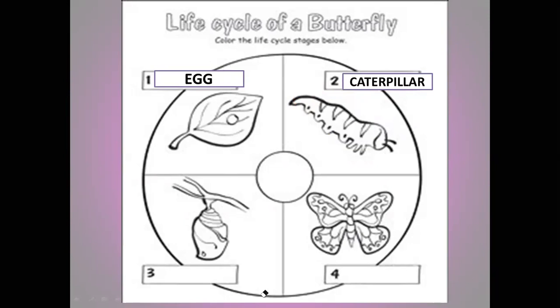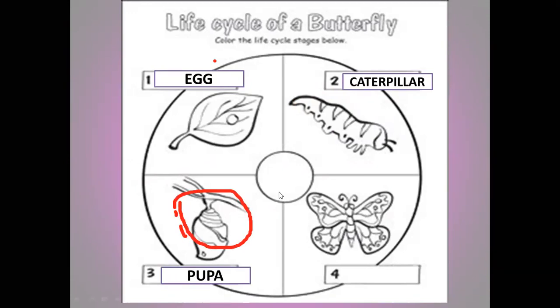Reem, unmute yourself. Reem, what is the third stage? What is the third stage? Pupa. You are right. Very good, Reem. The third stage is pupa. Now mute yourself, okay? Now, Anas. Muhammad Ibrahim. Tell me about the fourth stage. The fourth stage is butterfly. Butterfly, very good. Let's see, it's a butterfly or no? Yeah, you're right. It's a butterfly. Good job. Very good. Okay, now let me move to the next page.